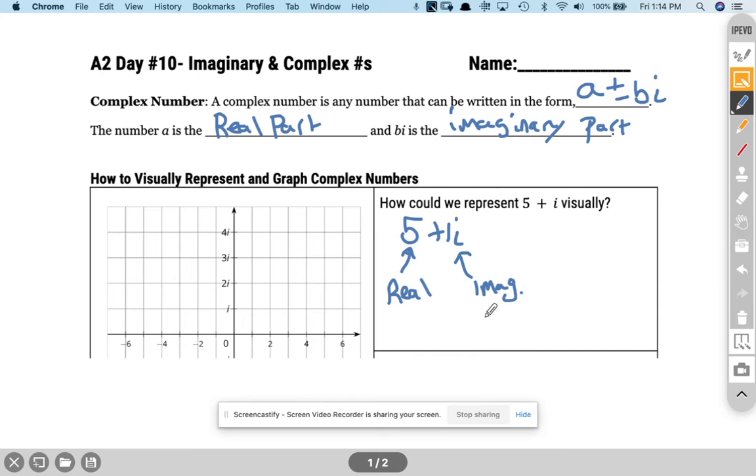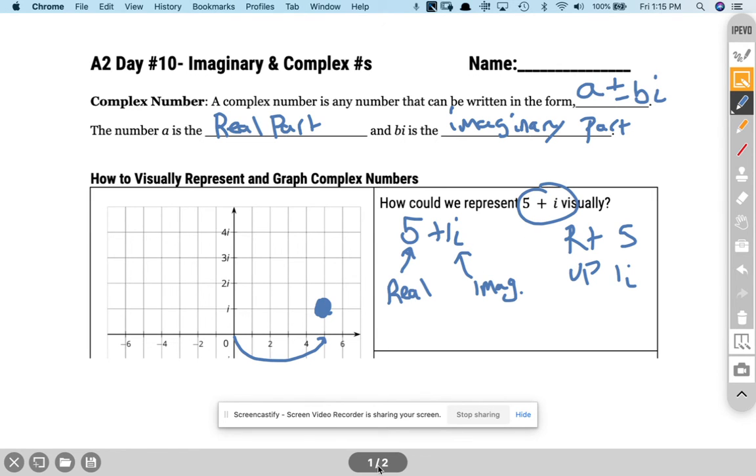So if we take a look, this 5 on the number line, we're going to go right 5. So how can we represent 5 plus i visually? Going right 5, and then up 1i. So we can't graph imaginary on a number line, but we can do it in this imaginary plane here. So this dot represents 5 plus 1i. We eventually will add and subtract and multiply and all sorts of stuff with complex numbers. But for today, we're just going to visually introduce them and show what it is.